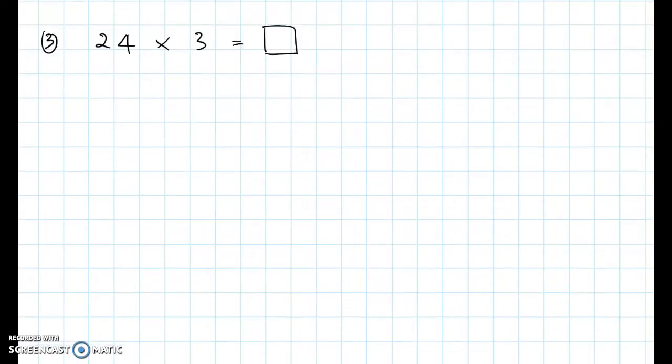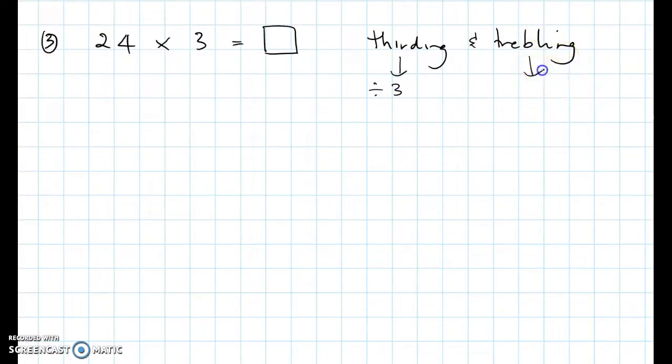Our third example is 24 times 3 equals, we don't know. So we're going to use thirding and trebling. For this example, it's much easier to do. Thirding is when you divide into 3 equal pieces, and trebling is when you times it by 3. Okay, just like with the doubling is times by 2, and halving is divide by 2.